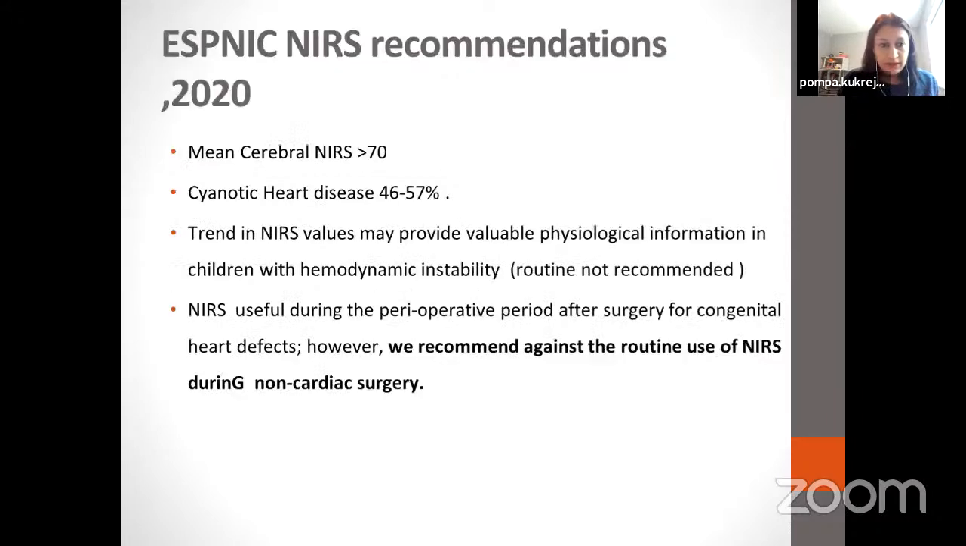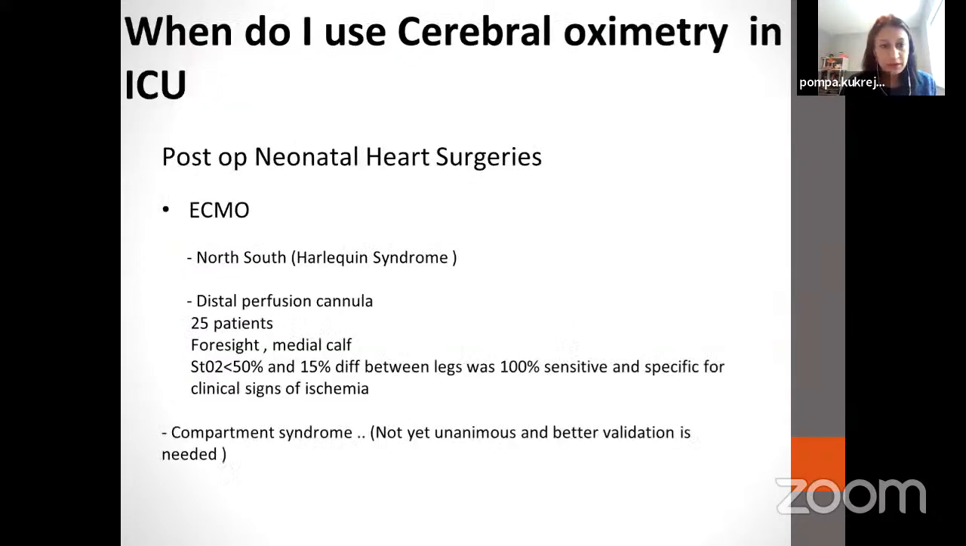This we already talked about. Some of the recommendations are basically that for mean cerebral NIRS, you target around 70%. In cyanotic heart disease, 46 to 57% is acceptable. And again, as with all monitoring, trending can give you better information than isolated values. But routine use of NIRS during non-cardiac surgery is not recommended. That's one of the ASA recommendations. And I think, Michael, you'll be talking on it again to some extent, but it's not for non-cardiac surgery. In cardiac surgery it is used commonly. We do use it in our unit.